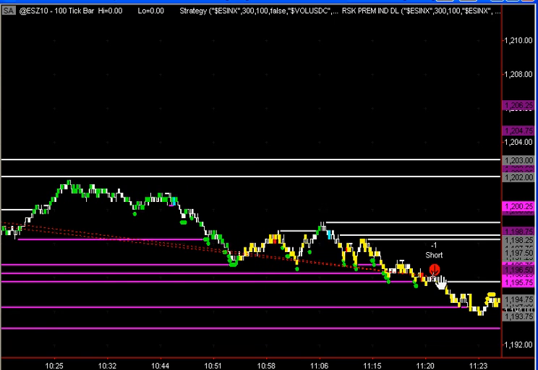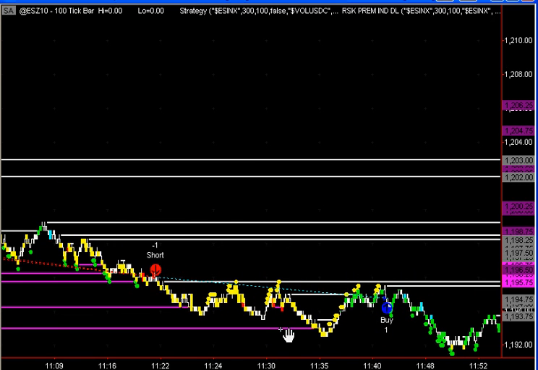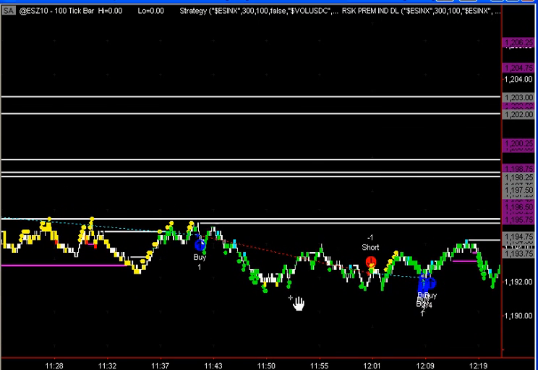So this brings us down into noon. We don't quite get our 8 ticks out of that. We get a little volatility here. We get a losing trade there based on the swing. And then as we get into noon, now we start to fire off a long trade. And basically, that was it.